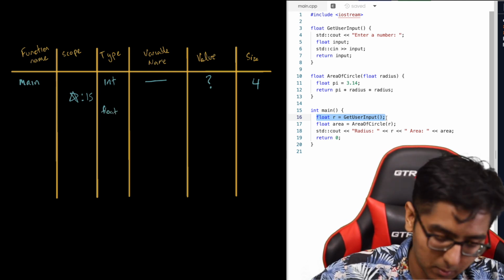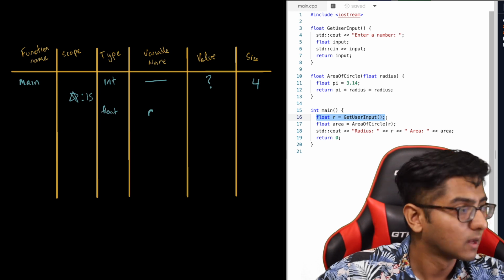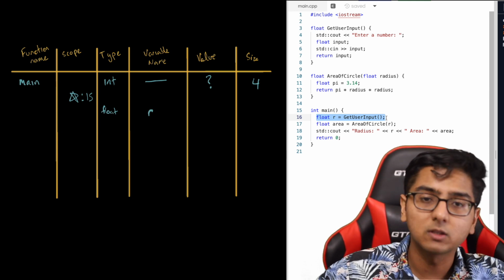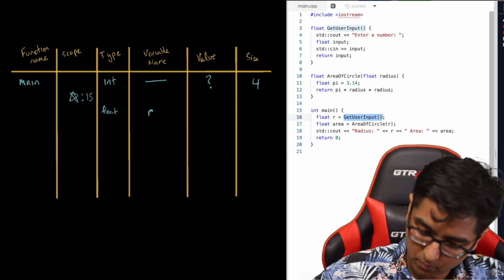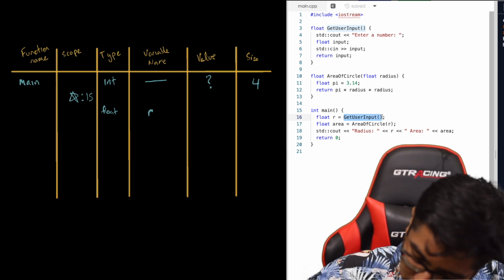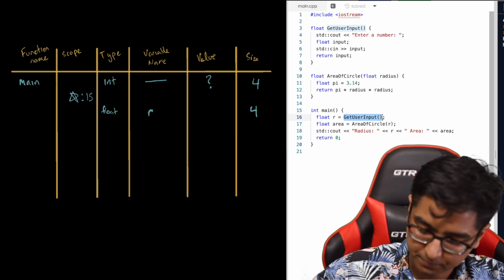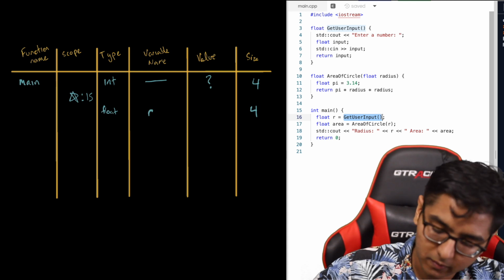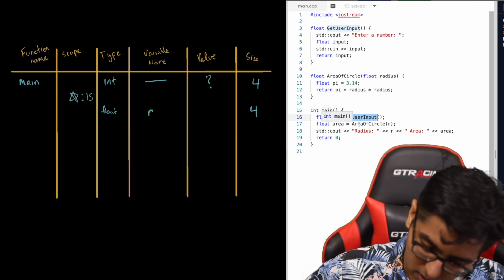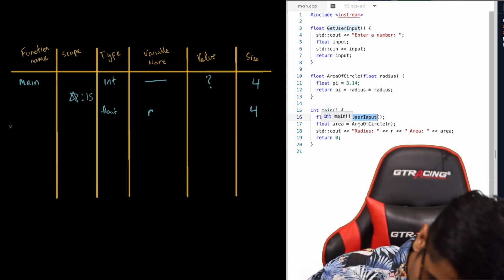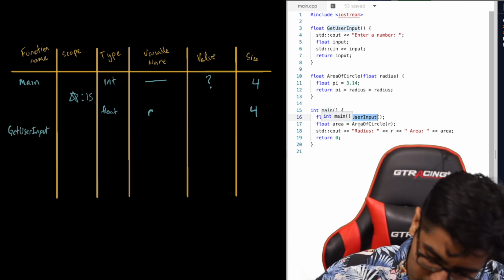The name of this variable will be called r. The value of this variable is going to be coming from us calling a function. So before we go ahead and dive into the function, let's just fill in the size as 4. And the value of this variable is going to come from calling the function getUserInput. So we know we're going to dive into a function called getUserInput.